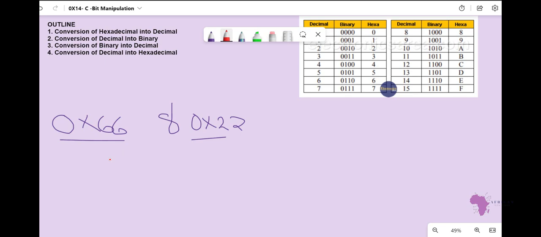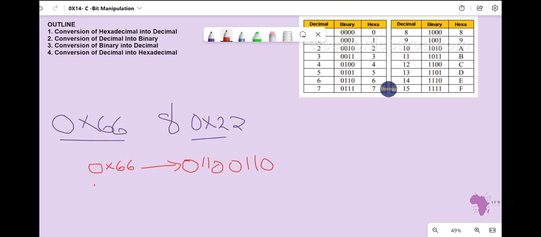So what's the binary? 0x66 in binary will give us what? Let's check. I will ask you to calculate. For this case, I will just use this, which is equivalent to saying 0 1 1 0 0 1 1 0. Yes, like this.